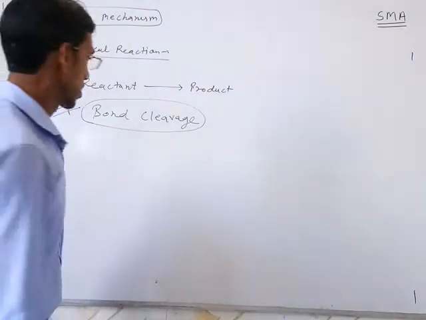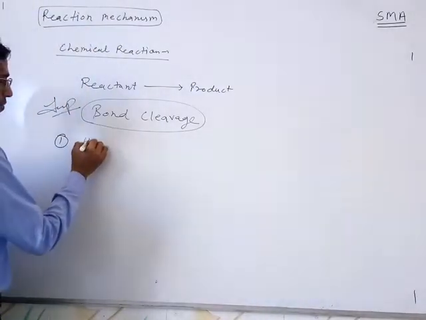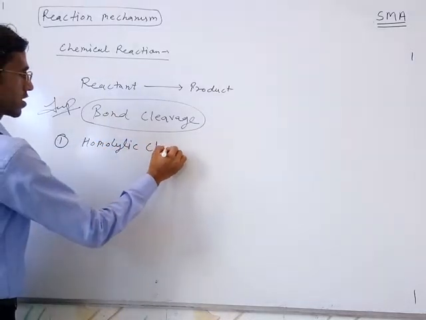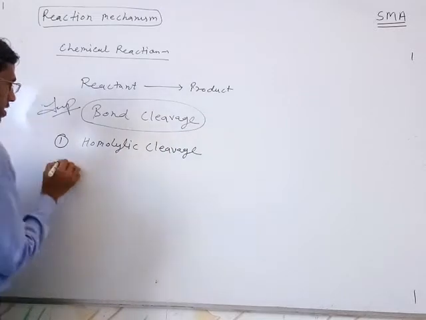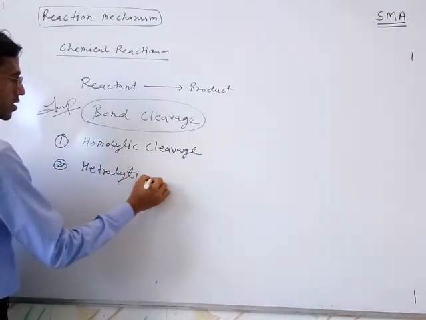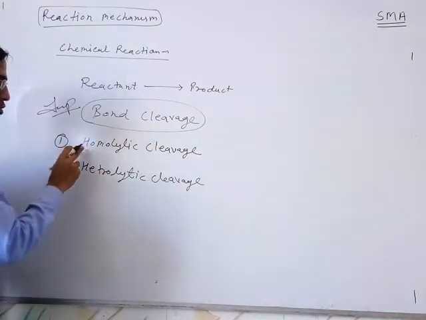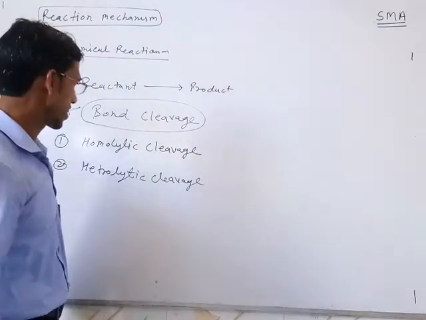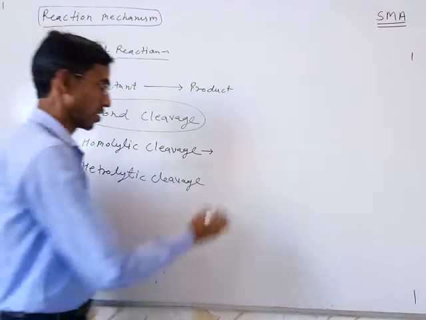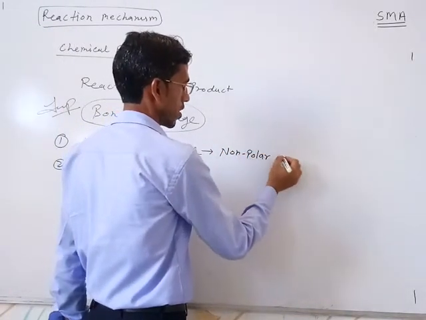Bond cleavage in any chemical reaction is of two types. First is homolytic cleavage, and second is heterolytic cleavage. Bond cleavage is of two types, homolytic and heterolytic. Homolytic cleavage is found in non-polar compounds.